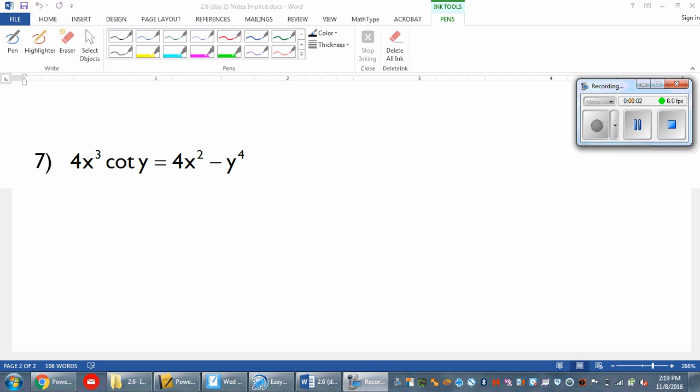All right, moving on to question number 7. So again, I'm going to go ahead and start by taking the derivative of the left side and the right side. But if you notice, on the left side I have a product, so I'll use the product rule.